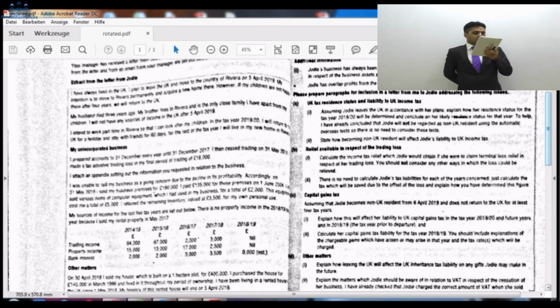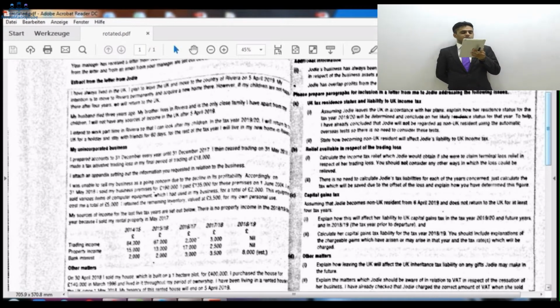In the requirement it says, prepare the paragraph for inclusion in a letter from your manager to Jodi, as requested in an email from your manager. The following marks are available. So this is basically guidance of marking. First of all, it's UK tax resident status and liability to UK income tax. So we will do that part, and the relief available in respect of the trading loss. So we'll do only these two parts.